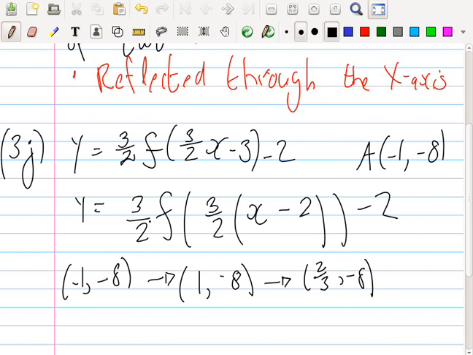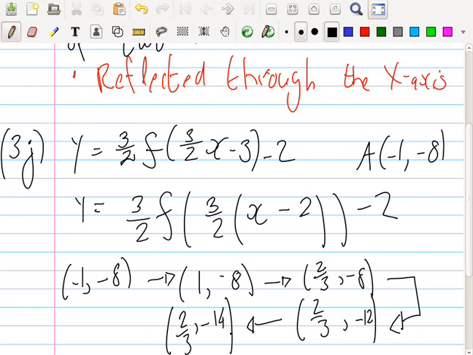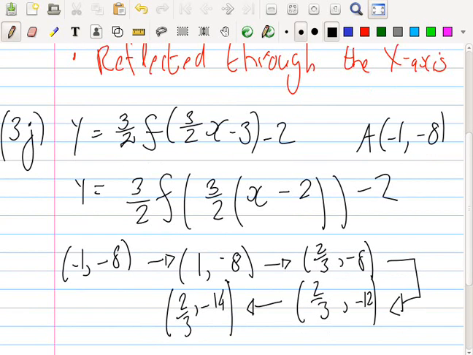And then you resize in the y-axis by 1.5. So that would be 2 over 3, and then multiplying this by 1.5 is minus 12. And then you slide it down the y-axis 2 units. So minus 14. I don't know, is that right, Hassan, at the back? Okay.